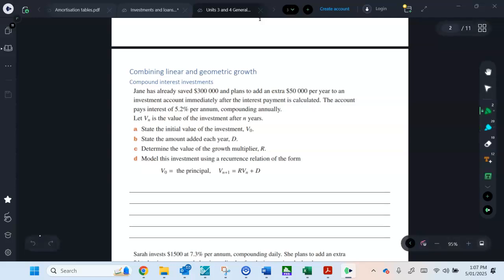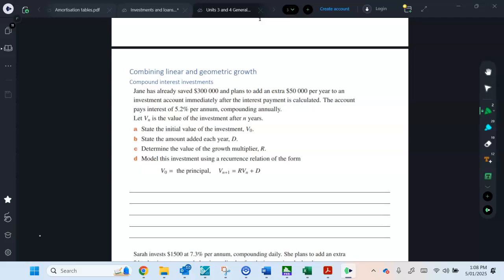I might do every single one of them. I haven't made a plan. Whether I do them all or not, we'll soon see. So Jane has already saved $300,000 and plans to add an extra $50,000 per year to an investment account. Immediately after the interest payment is calculated, the account pays interest of 5.2% per annum, compounding annually.